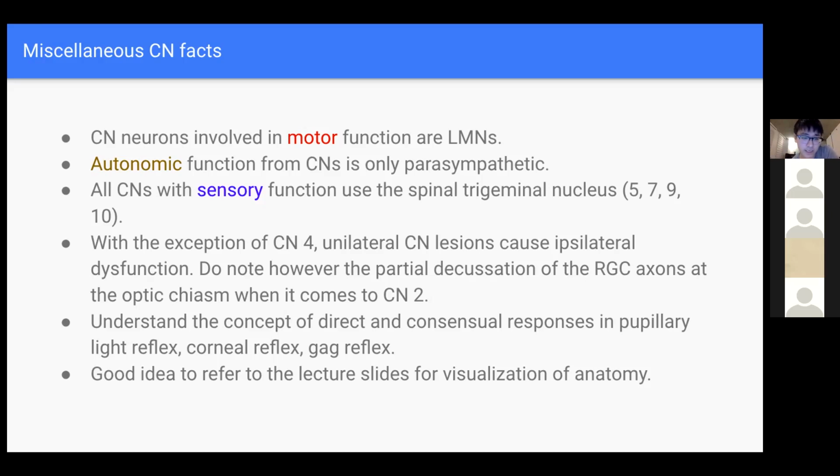That's it. I would also say, if you have time, go back to the Block J stuff and make sure you understand the concept of direct and consensual responses for the cranial nerve reflexes. So the pupillary light reflex, the corneal reflex, and the gag reflex. And I didn't cover too much visualization. I don't think it's too important for the exam, but it's a good idea to go back to lecture slides and quickly go through them, make sure you have a general sense of where the different nuclei are in the brainstem and you can visualize the brainstem.